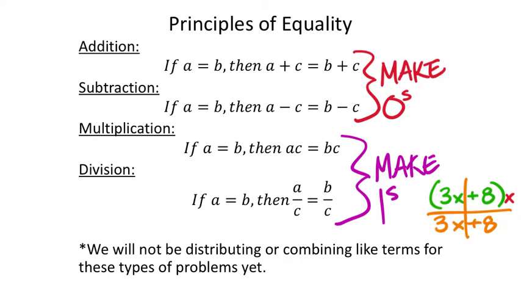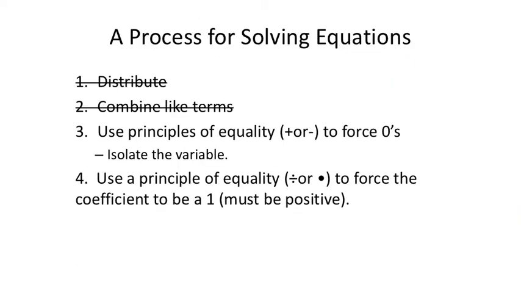Also, in the past, what we've done is usually make zeros and then ones. In today's lesson, every once in a while, you may have to make a 1 and then a 0. So keep that in mind. This idea may be very new to you, but we're going to see how to use it and when to use it. So solving equations, again, we're skipping distribution and combining like terms. We shouldn't have to worry about that.